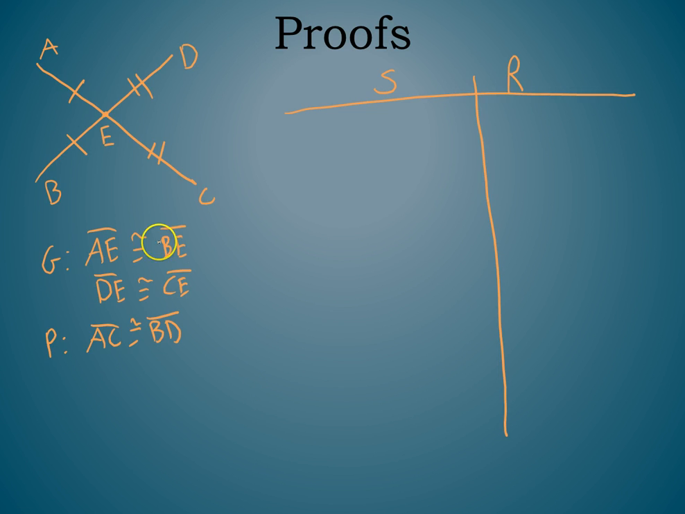Alright, so here's our first proof. So we have this diagram. We are given that AE and BE are the same length, they're congruent. DE and CE are both also the same length, they're congruent. We need to prove the large pieces AC and BD must then be the same.